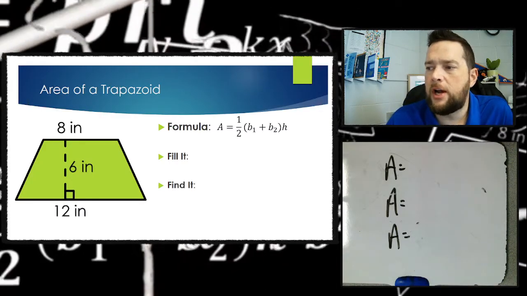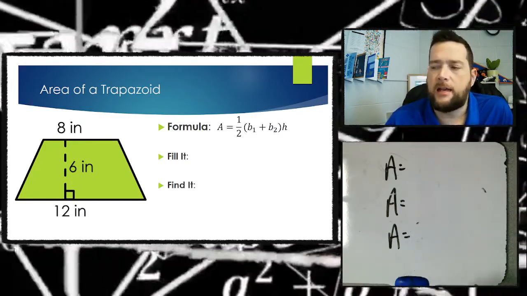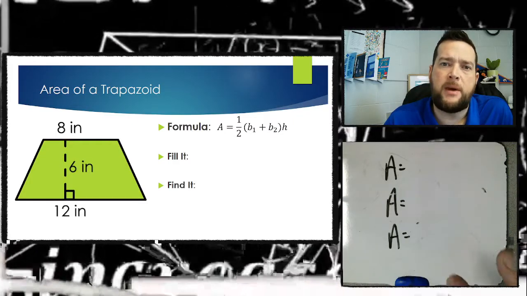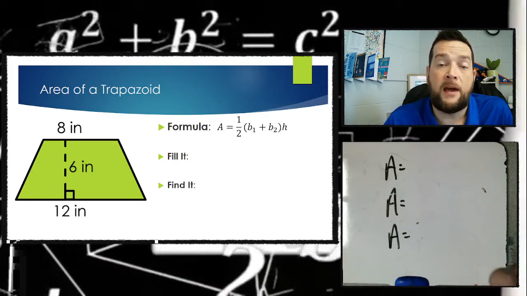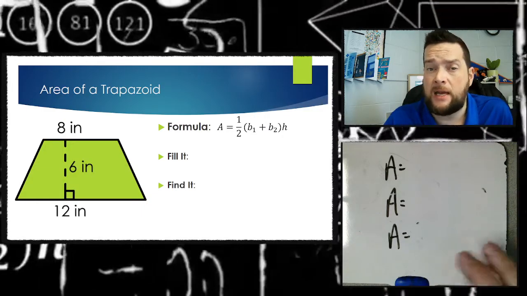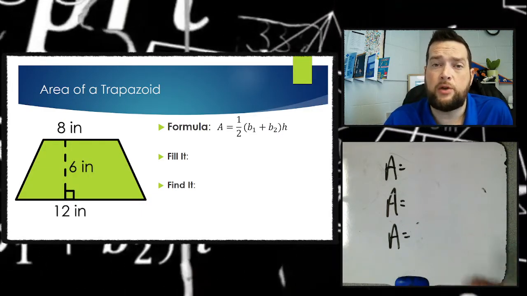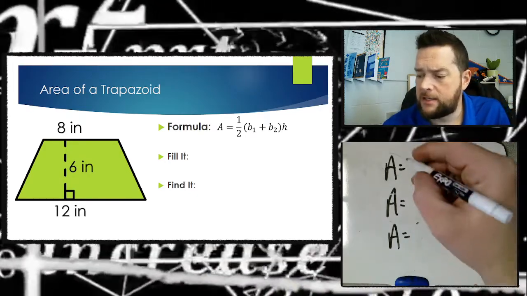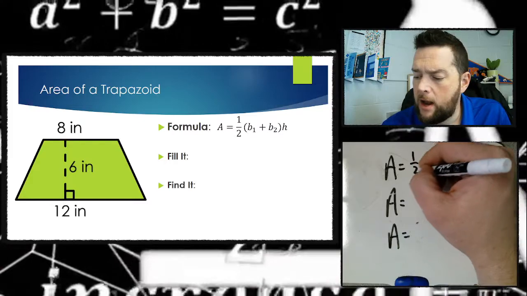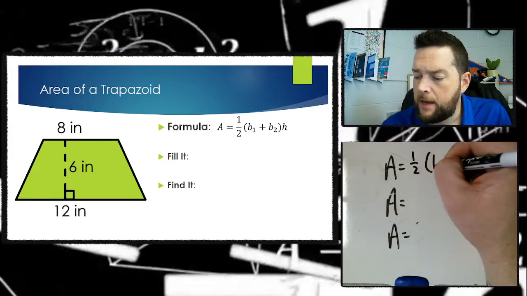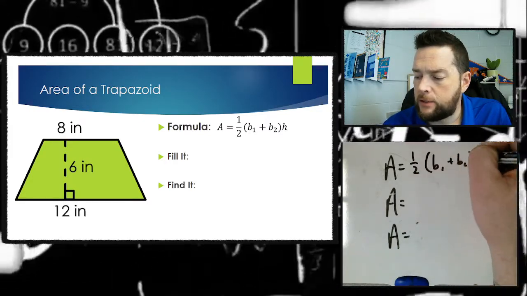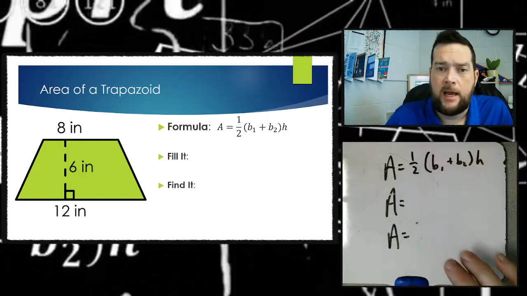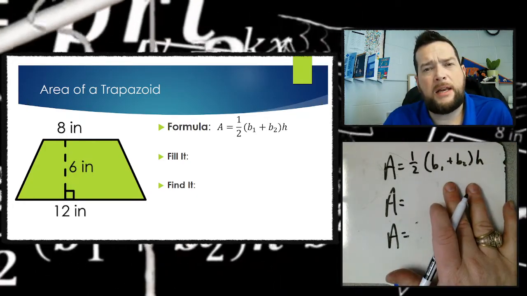So if you go search it up, it's going to be something along these lines. One half times base 1 plus base 2 times height, or one half times height times base 1 plus base 2. You'll see it in one of those two orders. My order, I've got it listed like this: A equals 1/2 times base 1 plus base 2 times height. Now, you might ask, is it a good idea to write this down?